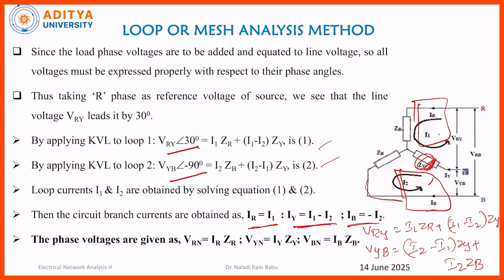Now I am going to write the phase voltages. This is VRN, right? VRN is equal to the current flowing through it, which is IR, times the impedance across it, which is ZRN. In a similar manner, the voltage equation across the Y phase: VYN is equal to the current flowing through it, IY, times the impedance across it, ZY. In a similar manner, the voltage across the B phase is VBN equals IB into ZB.